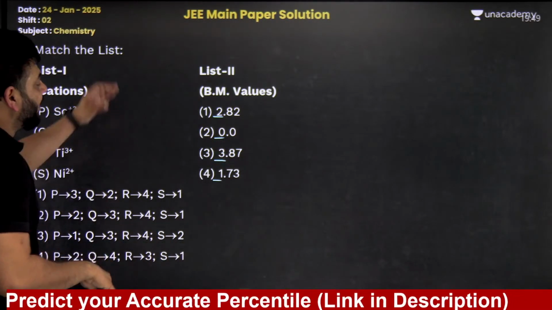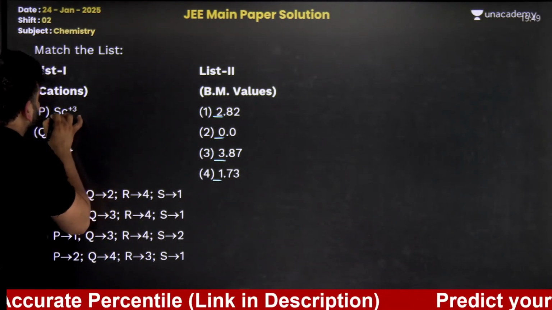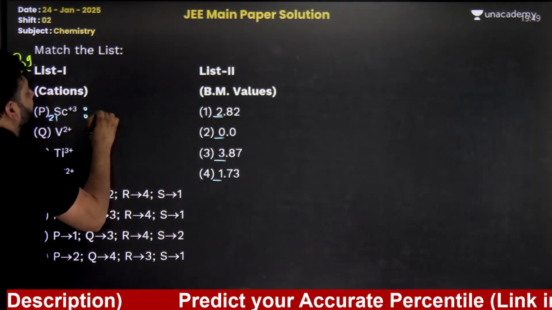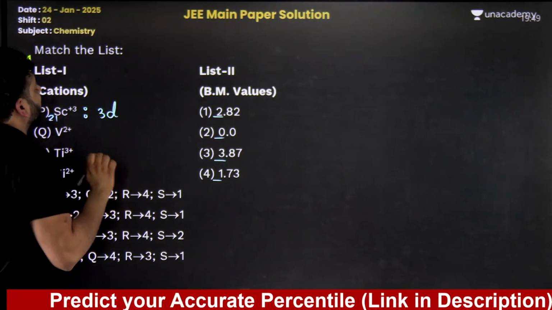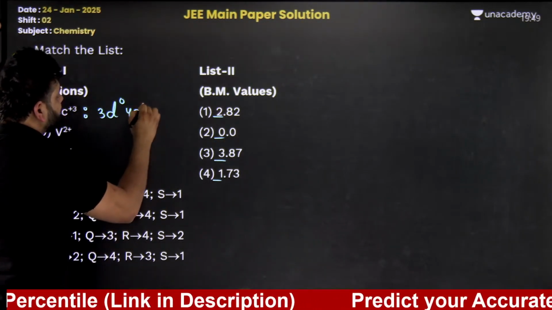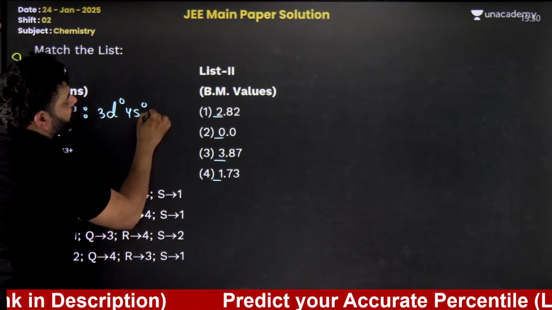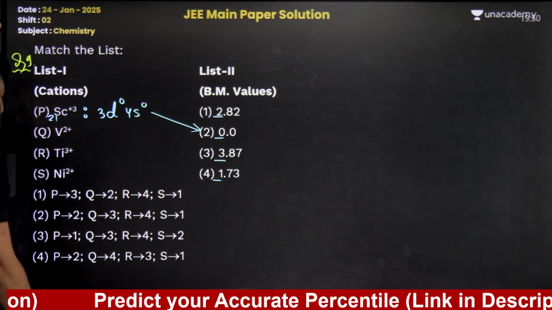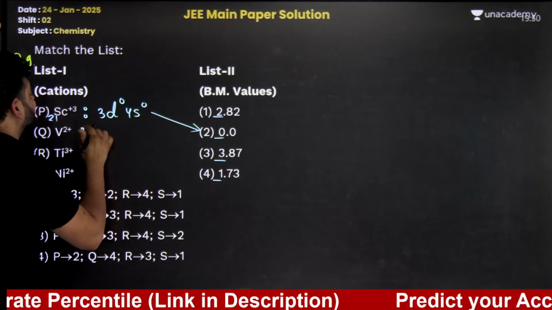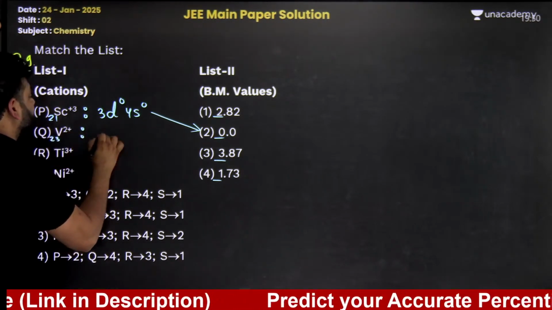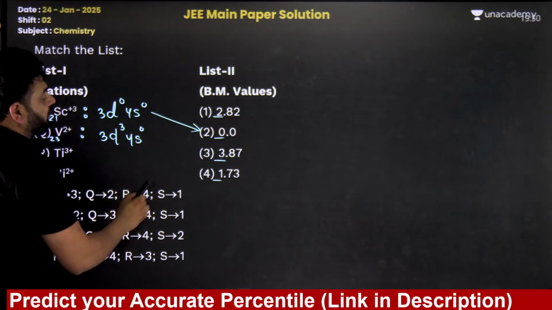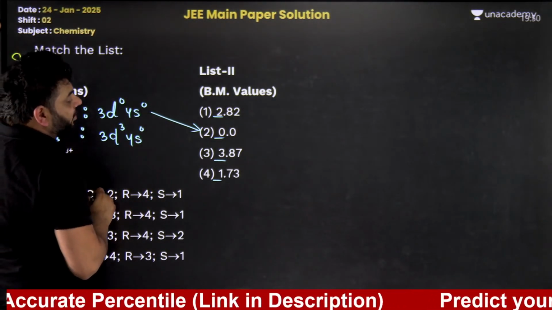If you want to find this out, just do the electronic configuration. Scandium has atomic number 21 and a configuration of 3d1 4s2. So this will become 3d0 4s0, which has no unpaired electron. Then vanadium, atomic number 23, is 3d3, so it will become 3d3 4s0. So it has 3 unpaired electrons.